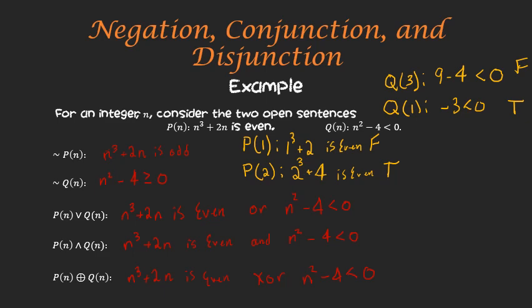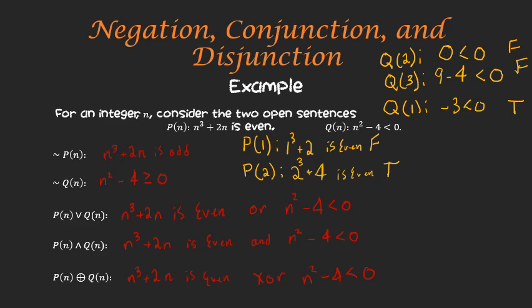And since I want to be consistent here, let's look at Q of 2 as well. Q of 2 would be 2 squared, that's 4, minus 4, so this would be 0 less than 0. And here that strictness of the inequality is coming into play. 0 is not strictly less than 0. This one is false as well. All right, so we have a couple values that make each one true and a couple values that make it false. Let's move on to the compound ones, P of n or Q of n.